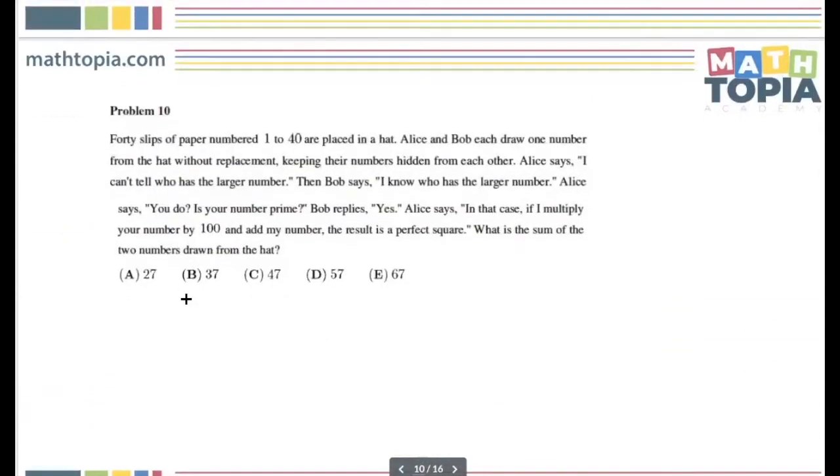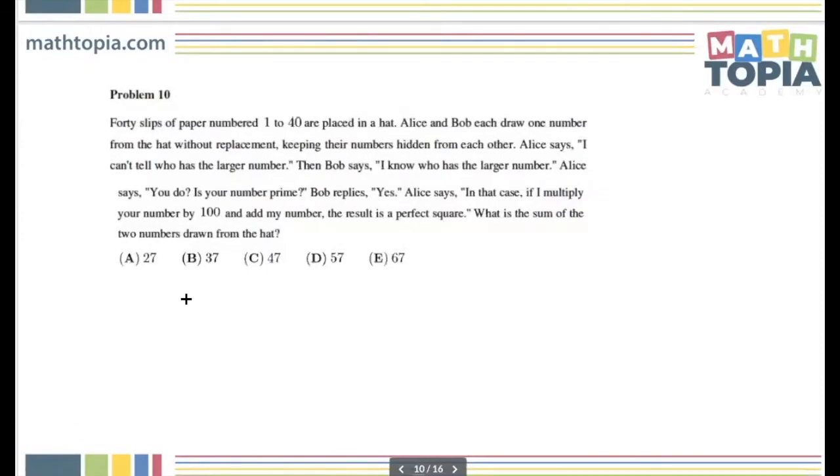All right, number 10. This one is the classic AMC, like MAA, just putting a logic puzzle on the test instead of an actual math problem. So it goes as follows. 40 slips of paper, numbered 1 to 40, are placed in a hat. Alice and Bob each draw one number from the hat without replacement, keeping their numbers hidden from each other.